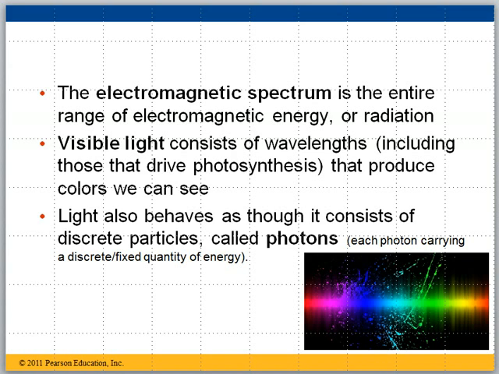So we mentioned that sometimes light behaves as a wave, sometimes it behaves as a particle. When we think about it as a particle, we call these particles a photon, and each photon of light carries a specific fixed quantity of energy. And so the photons of light carry differing amounts of energy depending on their wavelength.